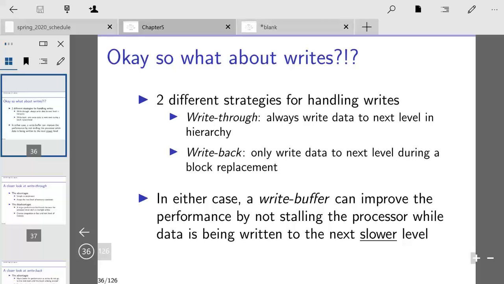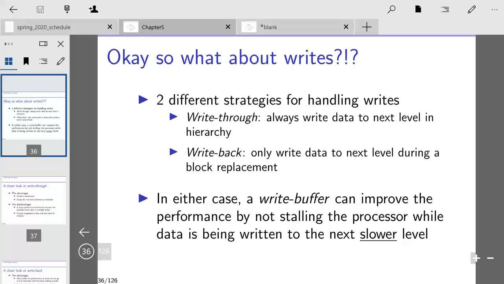Okay, so that's write through, and the big advantage of write through is it's just super simple. Anytime you write to your data cache, you forward the write to the next level of memory. The next strategy is write back, and write back essentially only writes back the data when that particular block is being evicted. Okay. So this is where this dirty bit comes in.